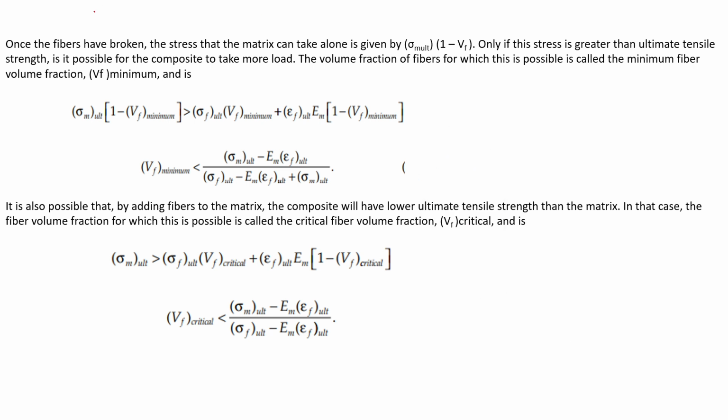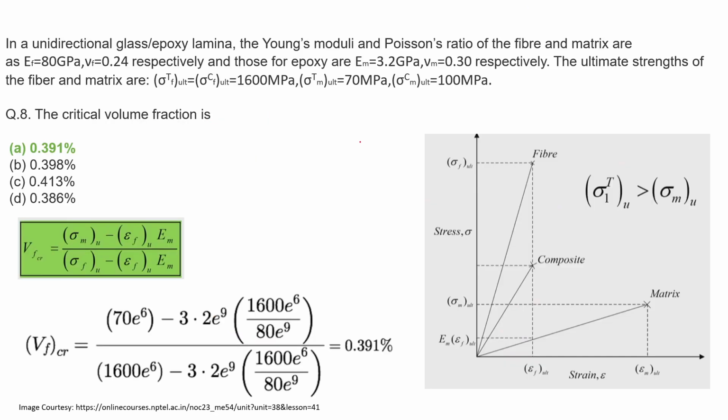So what are these two talking about? The first one, the minimum fiber volume fraction, is when, once the fibers are broken, the stress that the matrix can take alone is greater than the ultimate tensile strength, then the composite can take more loads. So that volume fraction of the fiber will be the minimum one. Whereas by adding the fiber to the matrix, the composite may have lower ultimate tensile strength than the matrix. In that case, the fiber volume fraction for which this is possible will be called the critical fiber volume fraction. So now let's see some questions on that concept.